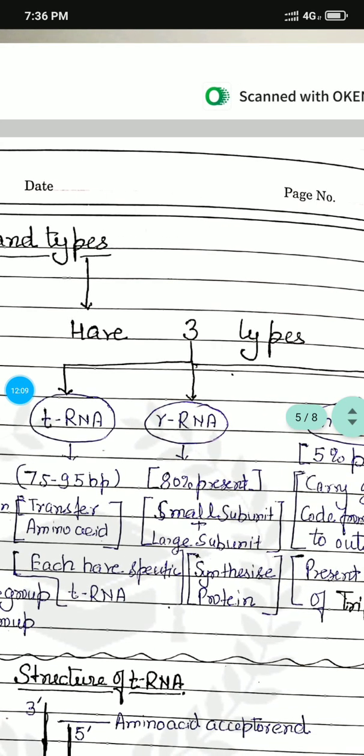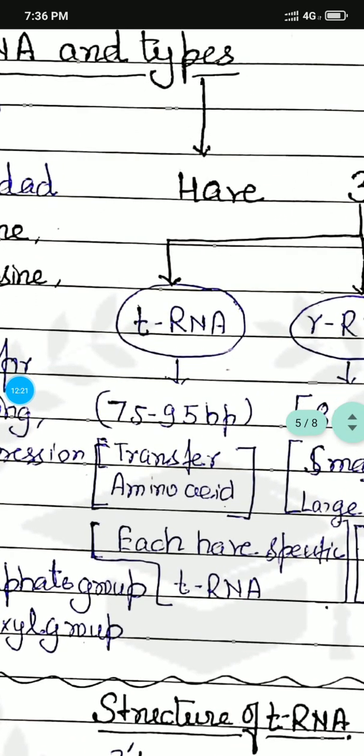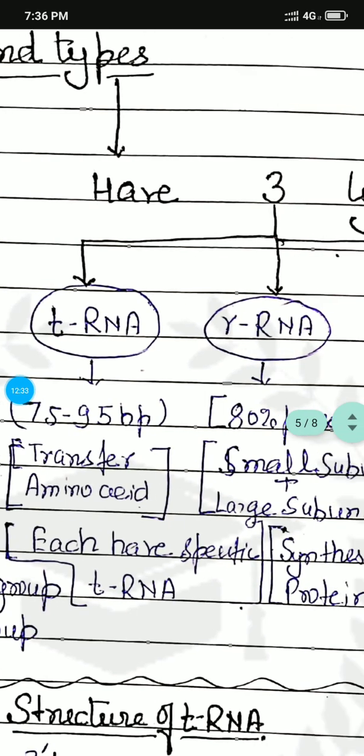If we go for the types, there are three types of RNA: tRNA, rRNA, mRNA. The tRNA is 75 to 95 base pairs long. It transfers the amino acids and has a specific tRNA. Each codon has its specific tRNA, and each tRNA has a specific amino acid.